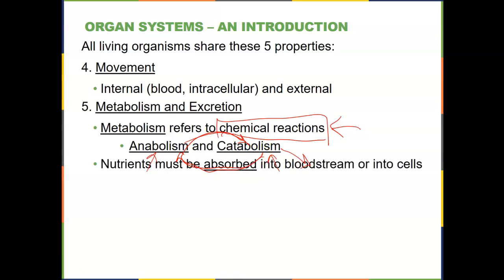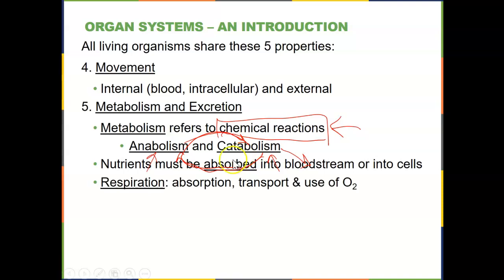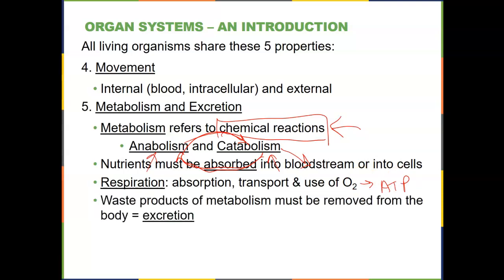Nutrients, though, have to be absorbed into the bloodstream or into cells before they become used. We'll talk about that later in the digestive system. Respiration is the absorption, transport, and use of oxygen. Oxygen goes on to make ATP in cells. We're not going to talk about that in great detail in this class, but you will in physiology, if you haven't taken that class yet.